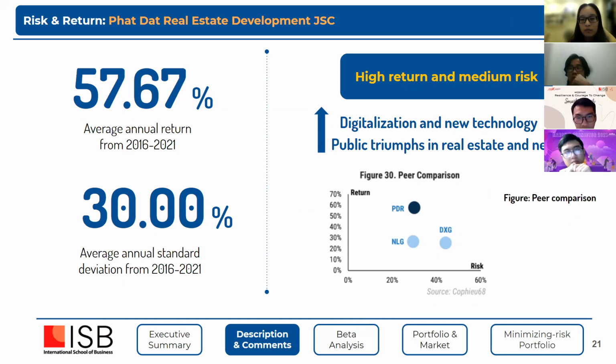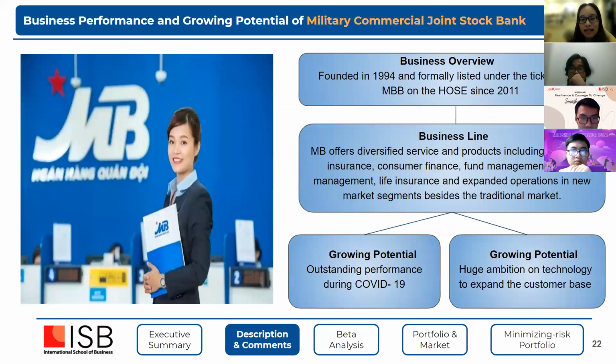Next slide, please. Another industry that we are interested in is the banking industry, specifically the Military Commercial Bank. MBB was established in 1994 and officially listed on the exchange in 2011. MBB is now considered a reliable, multifunctional financial institution with sustainable development and effective business activity. In the COVID-19 pandemic, MBB still recorded outstanding performance with a profit of more than 7,000 billion Vietnam dong. To diversify the customer base, the bank cooperated with a consulting partner and launched a business model as a series of digital applications.